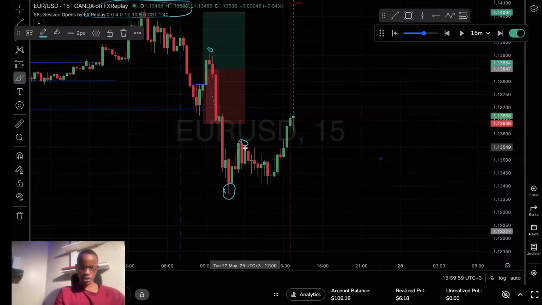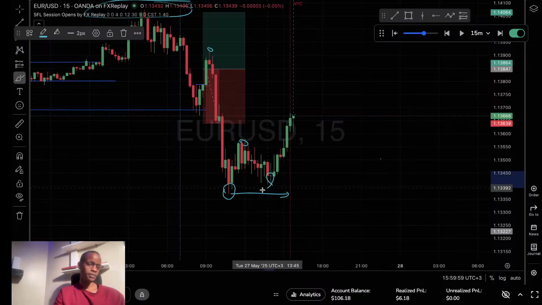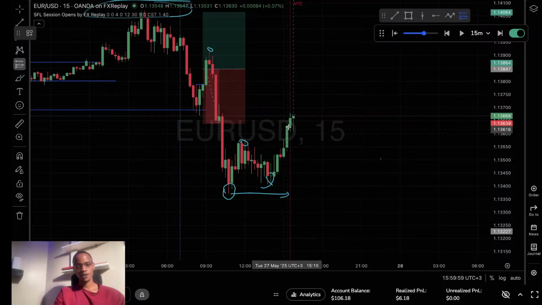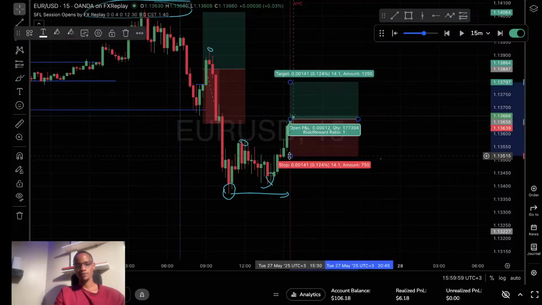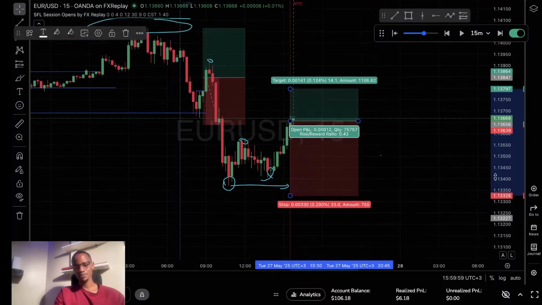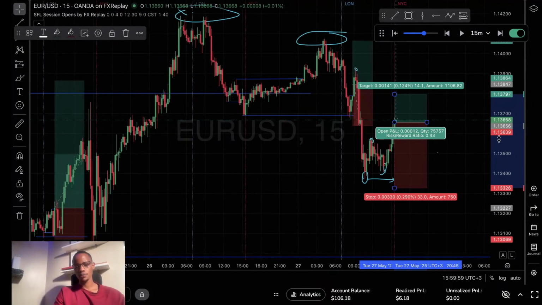So now we see that these sellers failed, and they failed their job. So these buyers are actually winning. And remember, our bias on the H4 is buys, and now we see this is our sign that we need to execute buys by all means. So we are going to execute buys, but this seems like a swing trade. So that's 33 pips. Oh, it's a big SL.